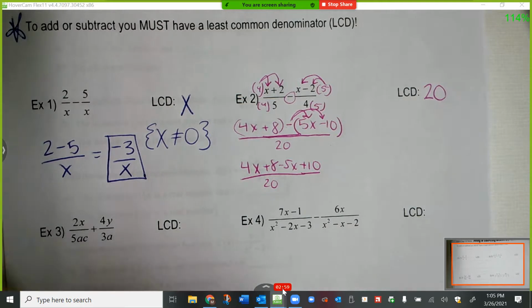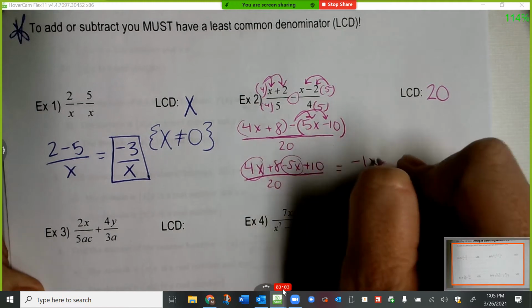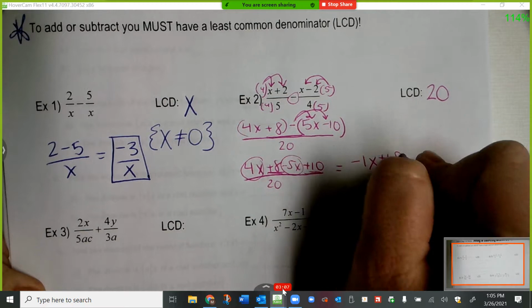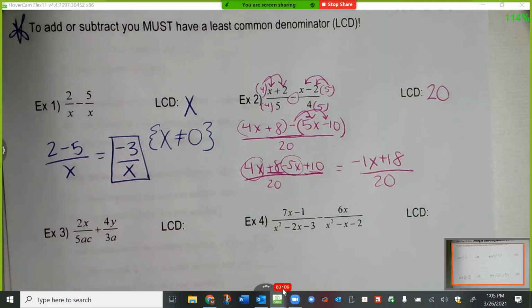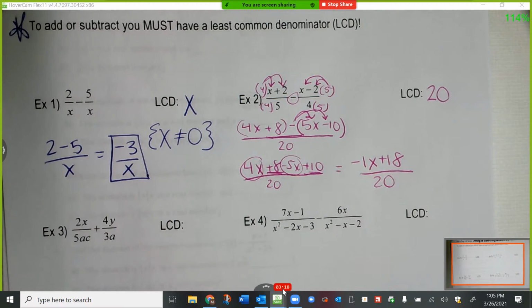When I combine like terms, 4x minus 5x is negative 1x. 8 plus 10 is positive 18 over 20. Now, technically, I could take a negative 1 out of the top, but that can't simplify anything, so we're okay. So this is our answer.